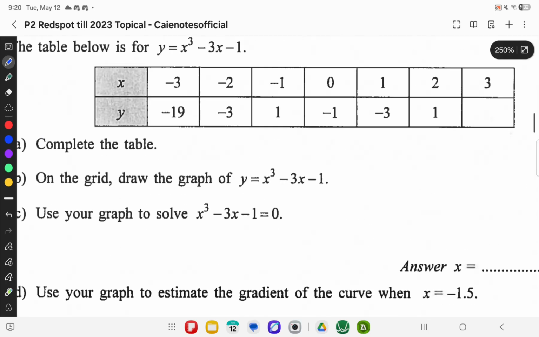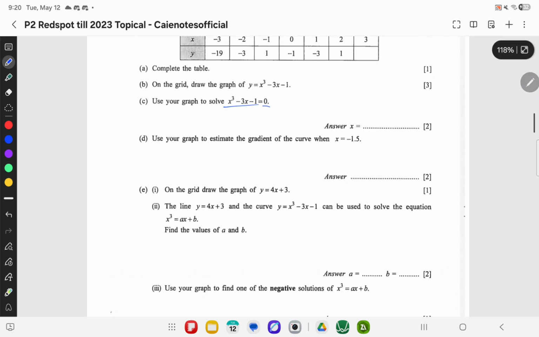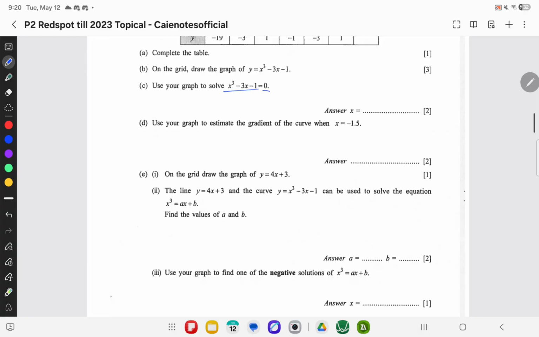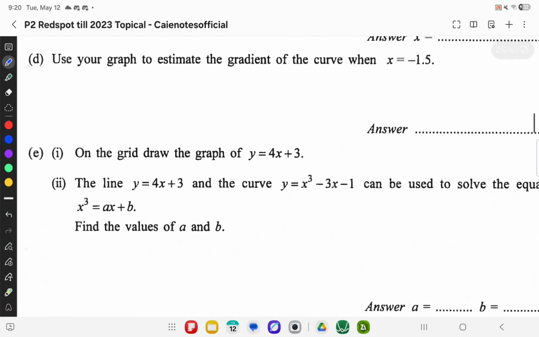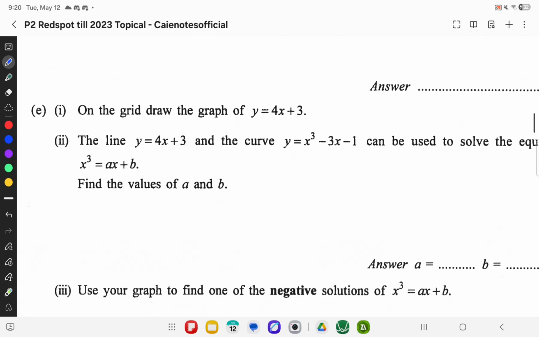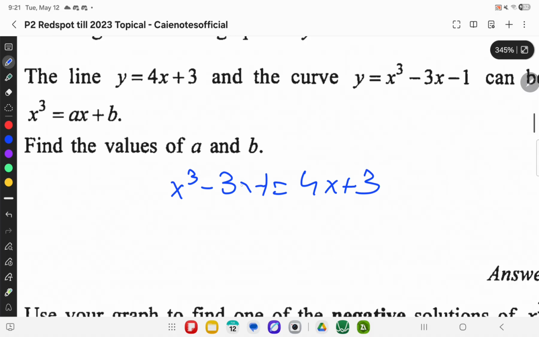Use a graph to solve this. Now this is y and this is also y, so simple. This can be used to solve the equation. Remember how we did the first type of this? This is the same thing over here. So we do x cubed minus 3x minus 1 is equal to 4x plus 3, and we just basically rearrange it to get this value.